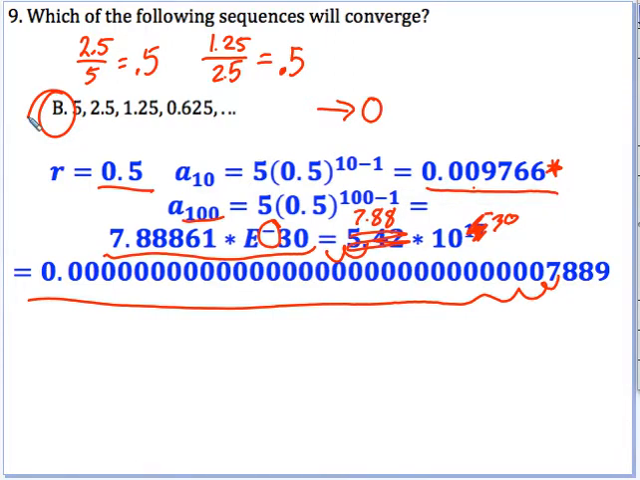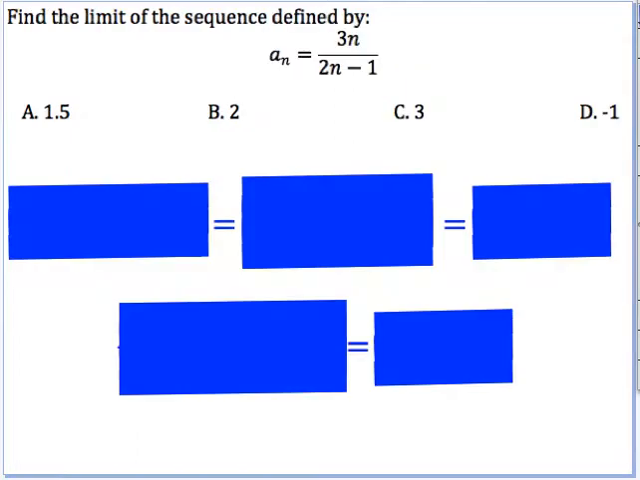One thing that will point out sequences that converge, it has to be geometric. Okay, and the rate has to be greater than 0, but less than 1. Okay, any sequence and series that will converge is going to be geometric, and the rate has to be between 0 and 1. All right, moving on.